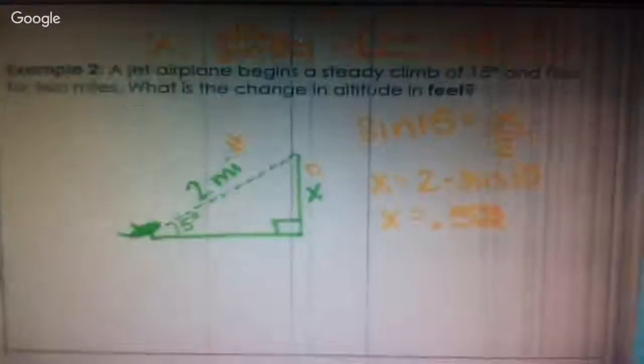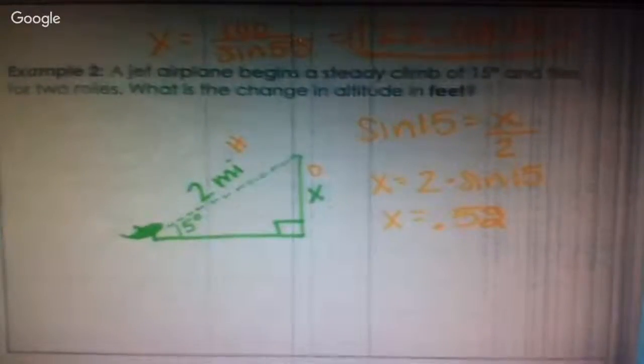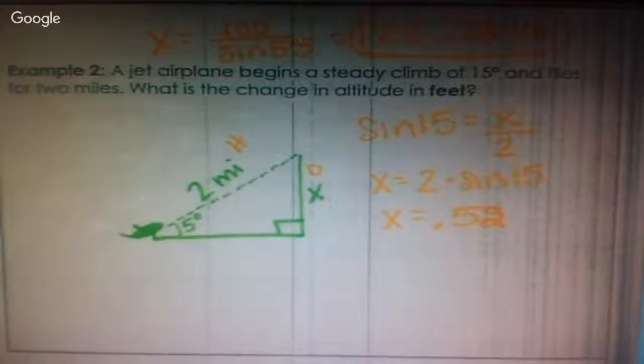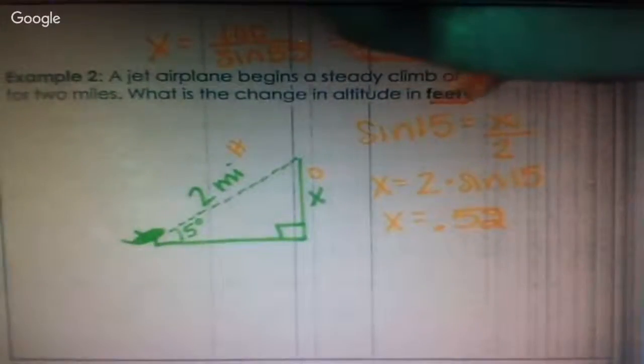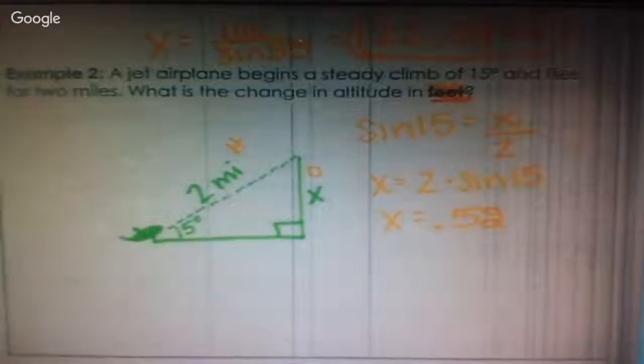Okay, answer me this. Am I done? No. Why? Because you're close. Nope. It says feet. Oh, feet. That's feet. What am I in? Miles. How many feet are in a mile? Somebody ask Siri if you don't know. How many feet are in a mile?